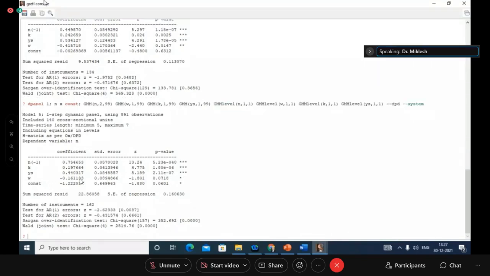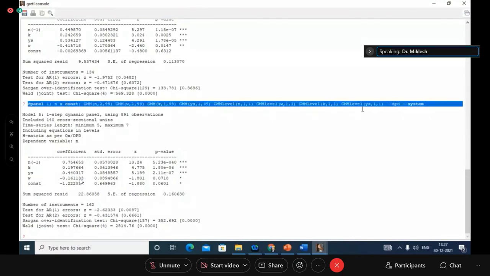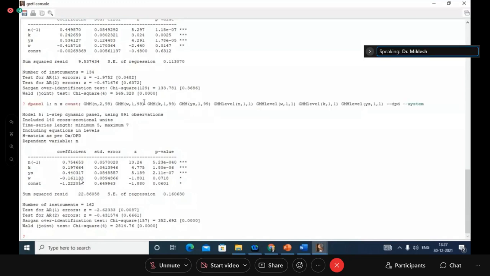Look, let me make you understand. First, whosoever has applied, have you got the result or not? Look, what I did, I simply took the existing code up to this command and added this thing: GMM label n comma 11 GMM label w.